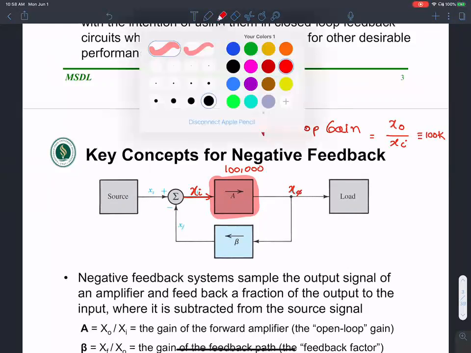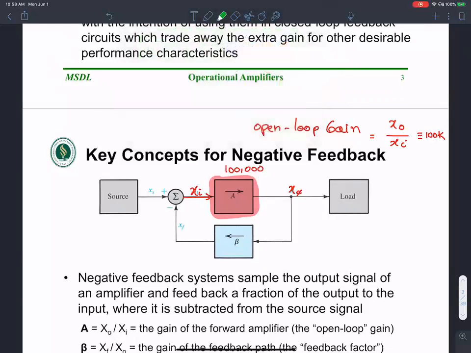There is more magic that we are doing here. What I'm doing is I'm taking a part of the output, feeding it back into the input. Let's say the output is 10, and a part of the output, let's say this beta is 0.1. So in effect, a fraction of the output, 1/10 of the output, is fed back into the input.